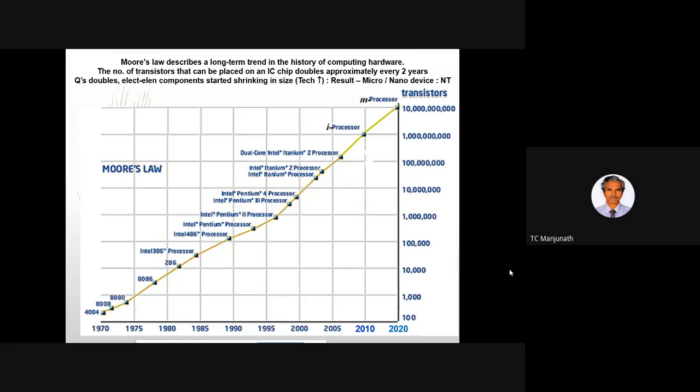So the result is the development of micro technology or nanotechnology. In the earlier days, in the 70s, 80s, 90s, up to the 2020s, you can see how processing technology developed like anything. In recent 2020, the Intel 7 processor, which is being released in the market, has billions of transistors embedded on the tip of a pin. That is the computing power. So Moore's law relates to this.